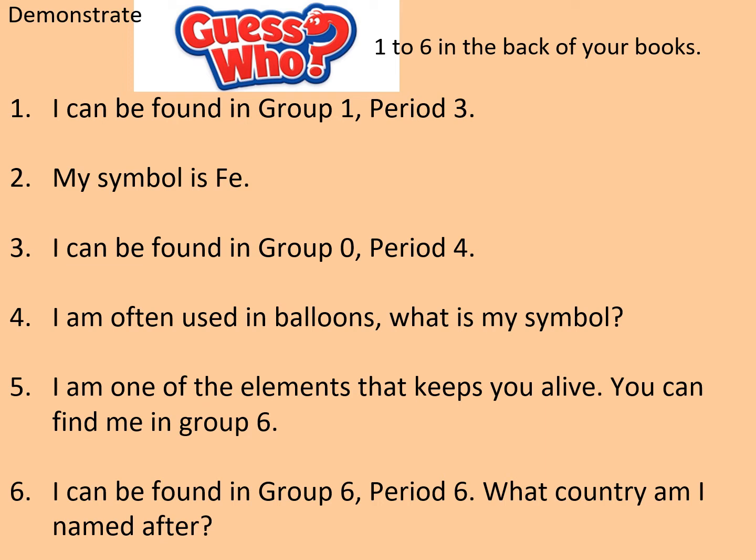Okay, number 1, I can be found in group 1, period 3, that is sodium. So on the far left, the first group, 3 rows down is sodium. Number 2, my symbol is Fe, is iron. Number 3, I can be found in group 0, period 4, that is krypton. 4, I am often used in balloons. What is my symbol? The gas is helium, symbol is He, capital H followed by an e. I am one of the elements that keeps you alive. You can find me in group 6, is oxygen.